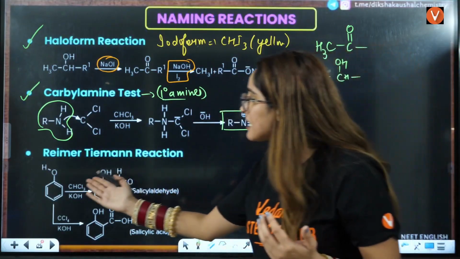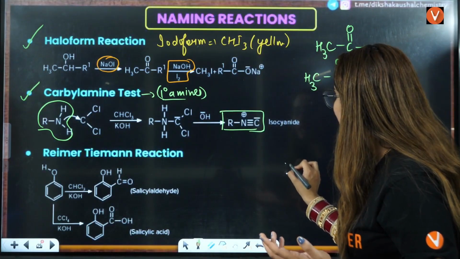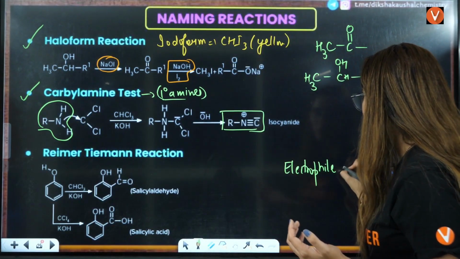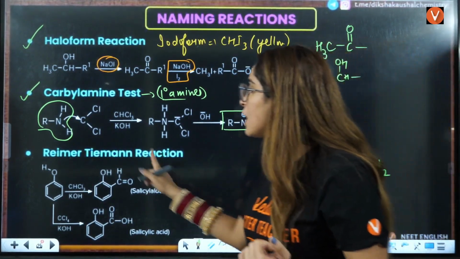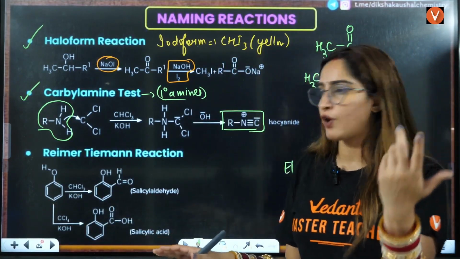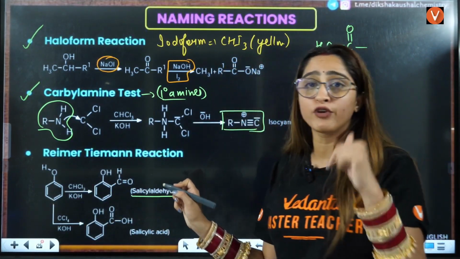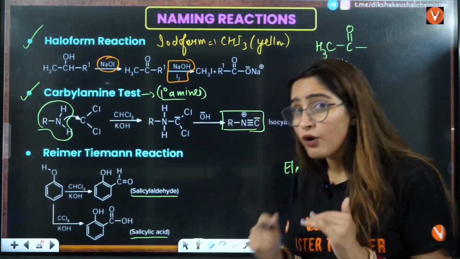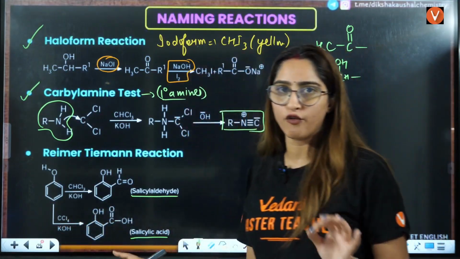As you can see, the reagents are the same, CHCl3 and KOH. You should also know that the electrophile in both cases is CCl2, that is dichlorocarbene, right? So here we will have phenol, which will be converted to salicylic aldehyde if you have CHCl3. But as you can see, it can also be converted to salicylic acid if you have CCl4, right?